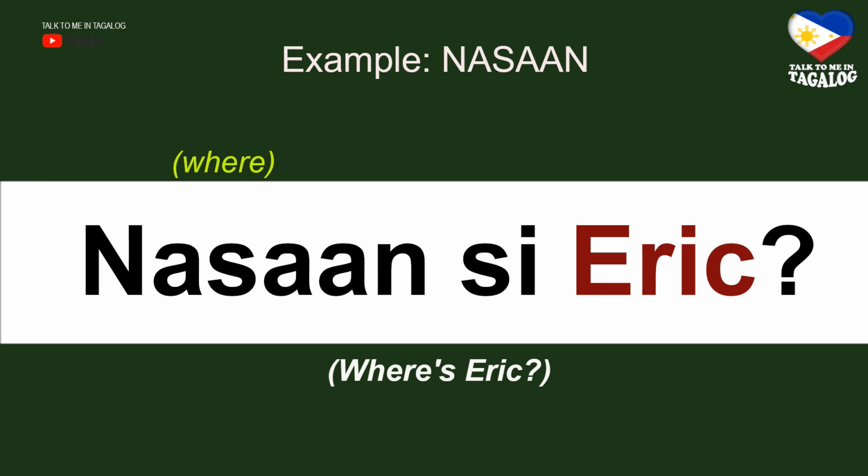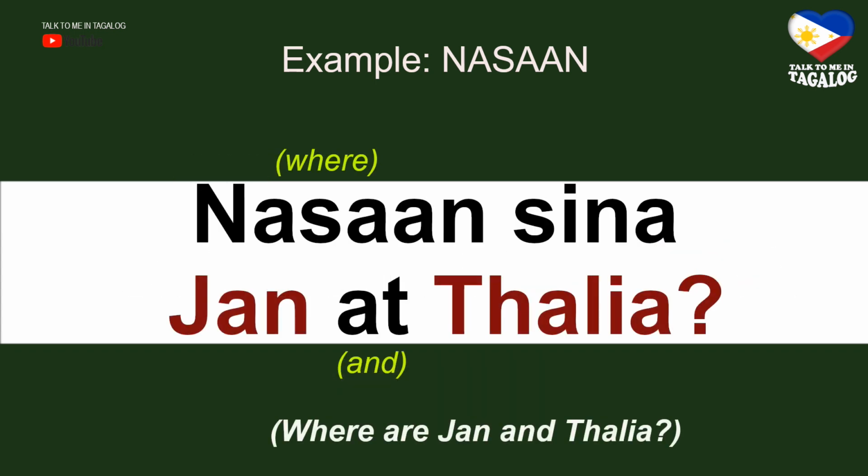Did you notice the pattern used here? It's nasaan plus the marker si plus the singular proper noun Eric. Example 4, nasaan sina Diyan at Thalia? Meaning, where are Diyan and Thalia? Since we're looking for two people here, we used the marker sina after nasaan.